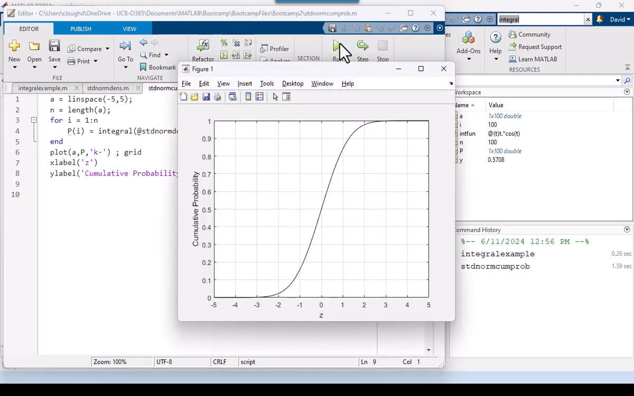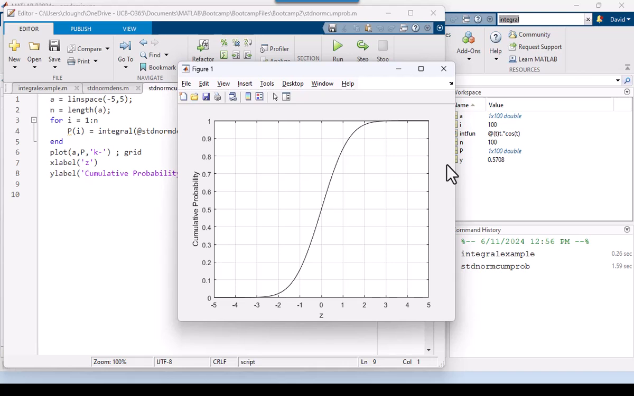And this is the typical cumulative probability curve, which is like a sigmoid or S curve for the standard normal distribution. And you can see why we went from -5 to 5, because at -5, the cumulative probability is very close to 0. And then after you get past 4, towards +5, it's equal to 1. So all the action of the function occurs in between.